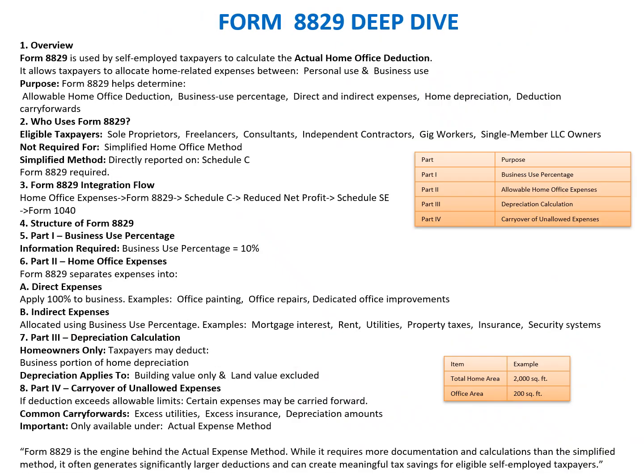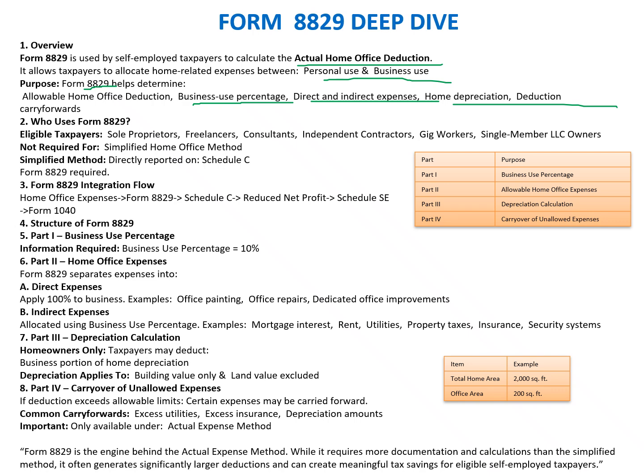Okay, now we'll talk about the Form 8829 deep dive. This is an important form when a person is claiming the deduction. This is the actual expense method. Form 8829 is used by self-employed taxpayers to calculate the actual home office deduction. It allows the taxpayer to allocate home-related expenses between personal use and business use. The purpose of Form 8829 is to help determine the allowable home office deduction, business use percentage, direct and indirect expenses, and home depreciation deduction carry forward. These are like four sections: allowable business deduction, direct expenses, home depreciation, and the deductions carry forward.